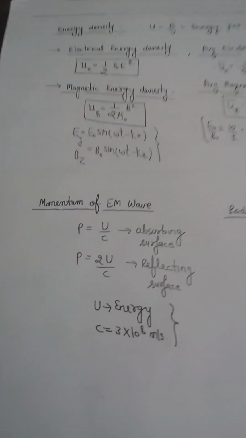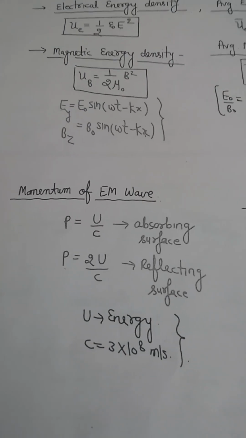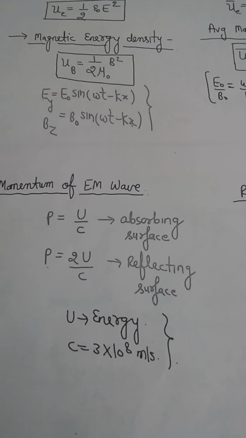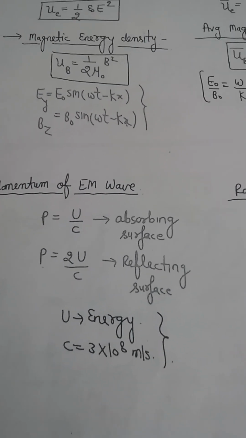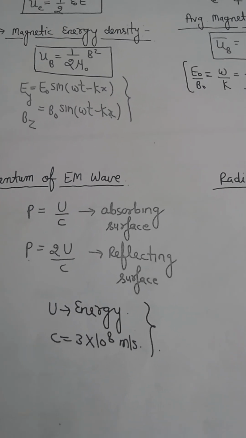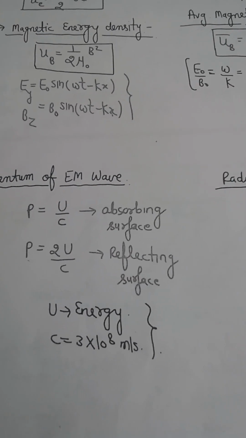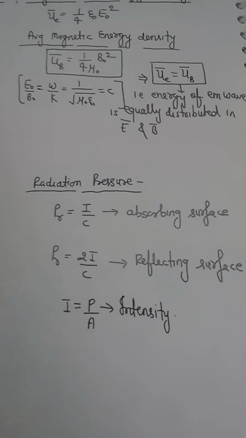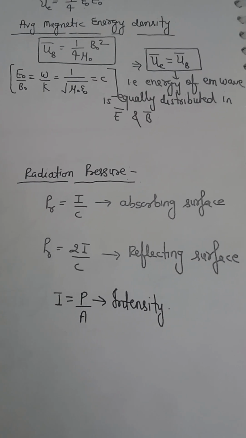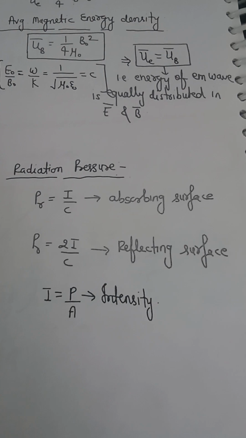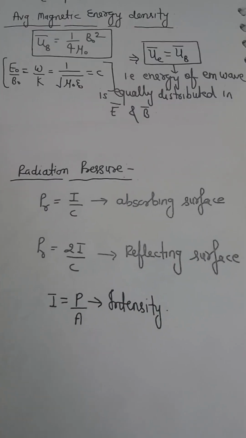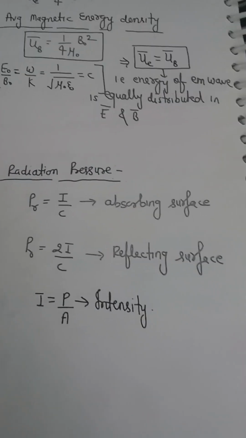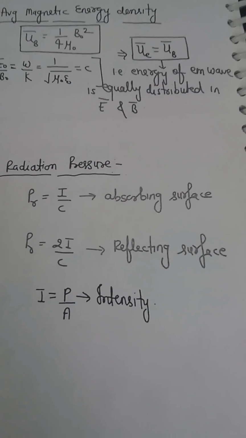Now we will study momentum of EM wave. P is equal to U upon c for an absorbing surface, and P is equal to 2U upon c for a reflecting surface, where U is equal to energy, and c is equal to 3 × 10⁸ meters per second. Here is radiation pressure. P_R is equal to I upon c for an absorbing surface, and P_R is equal to 2I upon c for a reflecting surface. So I is equal to P upon A, that is intensity.